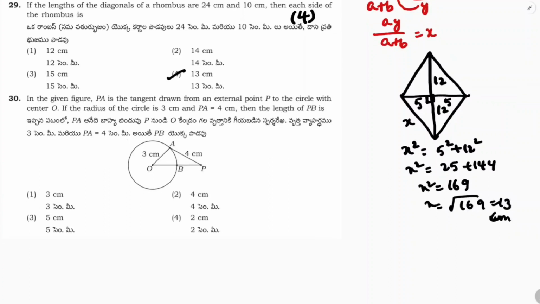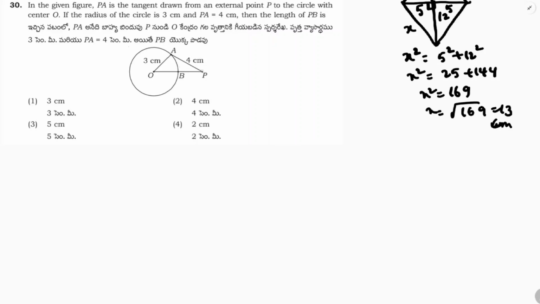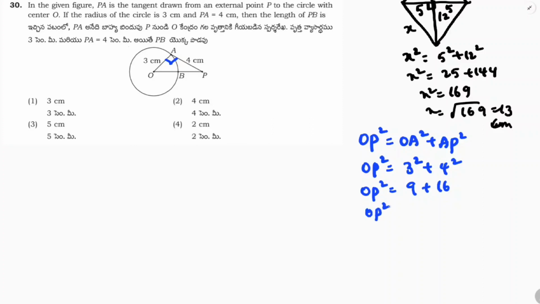Next one. In the given figure, PA is a tangent at external point P and radius is 3 centimeters. PA is 4. We need to find PB. So directly PB we cannot find. First I'll find OP, because the angle between radius and tangent is 90. So if I apply Pythagoras theorem, hypotenuse square equals sum of the squares of the other two sides. So OP square equals OA square plus AP square. So OP square is 9 plus 16. OP square is 25. OP is root 25, which is 5.